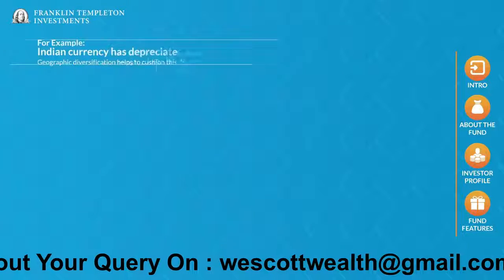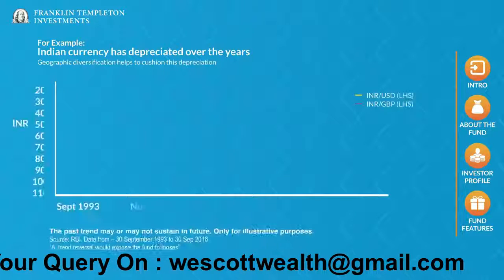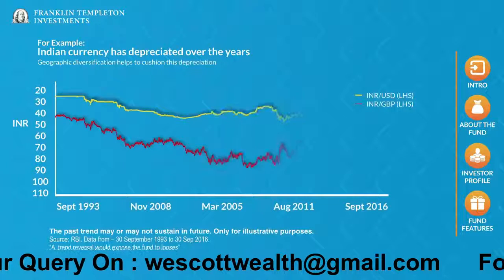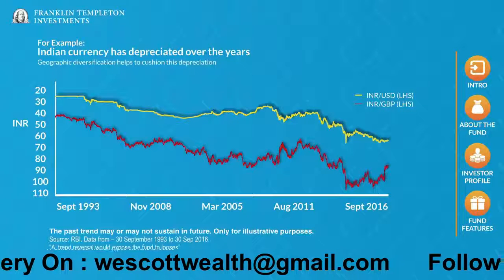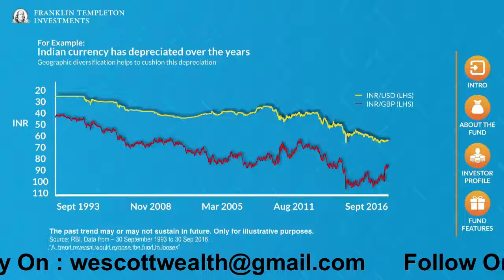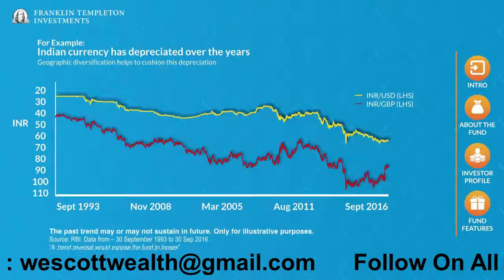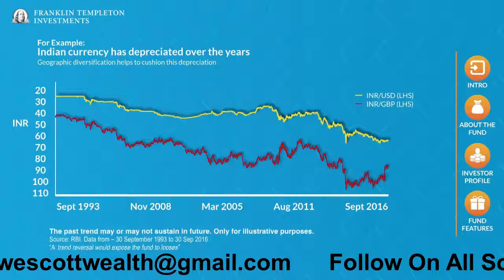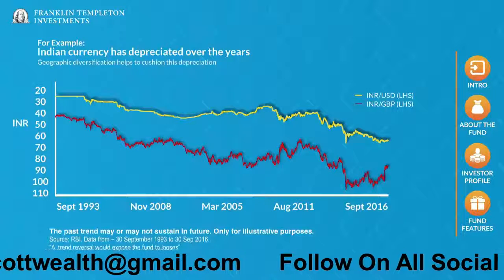markets. As the Indian currency depreciates, our imports get costlier, especially the cost of fuel, which is a major part of our import costs. At a personal level, foreign travel and foreign education also gets costlier. Investing in global assets via international funds helps to cushion this local currency depreciation. Let's look at an example to explain this better.